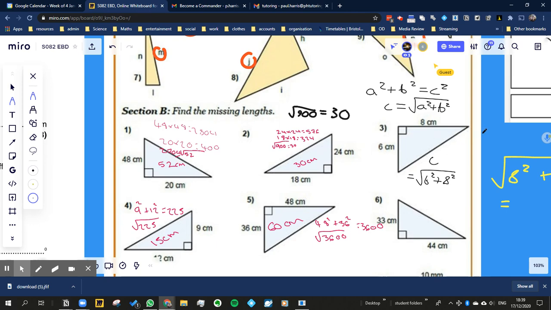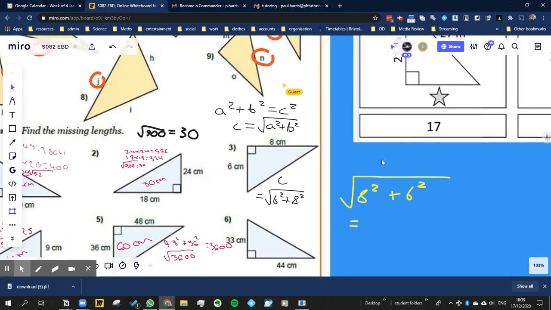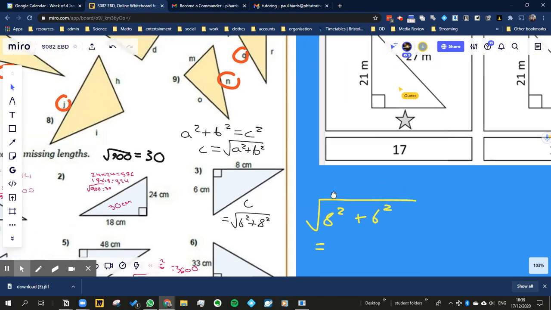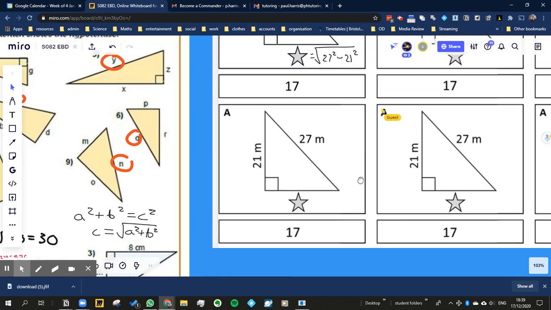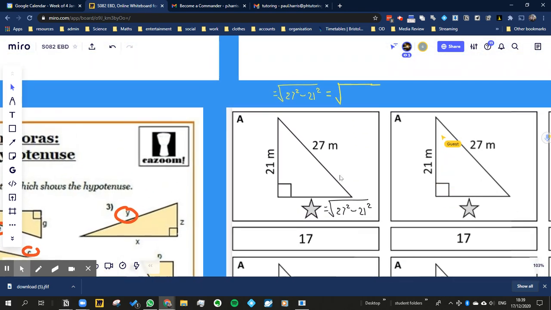Now, that's if you don't have to rearrange it. But if you look at these here, these are all the same. We just discovered, but what we're doing now is we have the hypotenuse and we have one of the sides. We need to find out the other side.